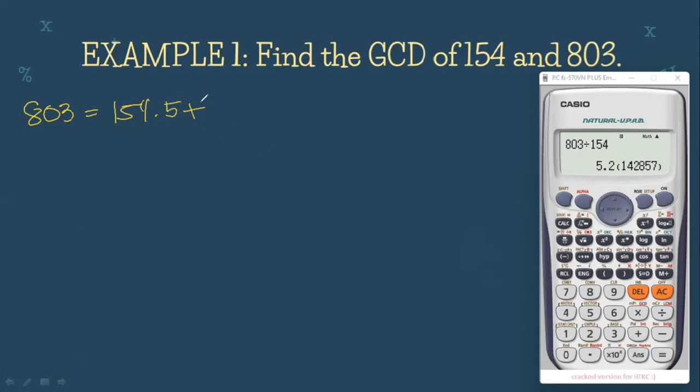plus ano po yung magiging remainder kapag ito po i-minus natin dito. We have here 154 times 5, that is 770. Now 803 minus that answer is equal to 33. So, ibig sabihin, yung remainder po natin is 33. So, ano pong ibig sabihin yan? 803 daw po is equal to 154 times 5 plus 33. So, si 33 po, siya po yung remainder po dito.